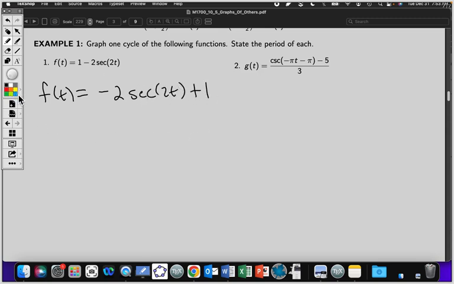And then I like to think about what I call the corresponding cosine. So the corresponding cosine curve would be minus 2 cosine of 2t plus 1. So I'm going to sketch this out and then think about flipping the cosine values and what effect that's going to have for this graph.